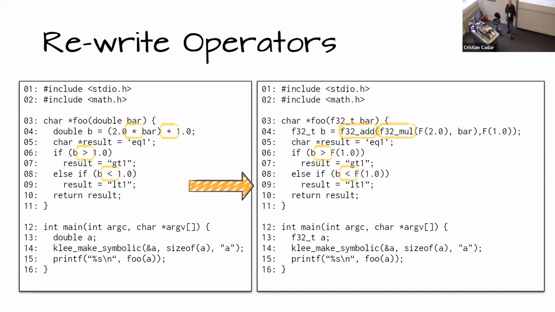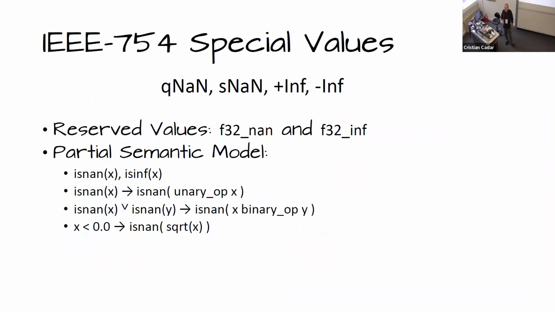The prototype tool has to go even further than this, because you have to translate structure fields and arrays. It's a little tedious, but nonetheless straightforward. Now, you have to do more than just simulate operators. You also have these special non-numbers that are defined by IEEE. So these are going to be NaNs and infs, for example.